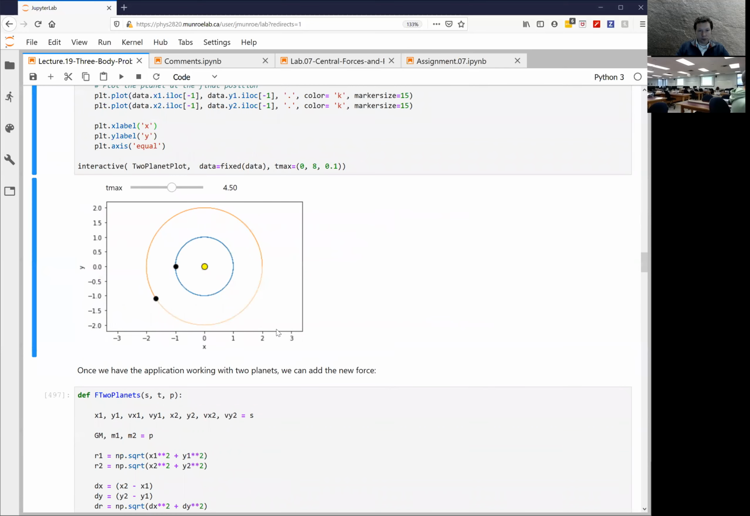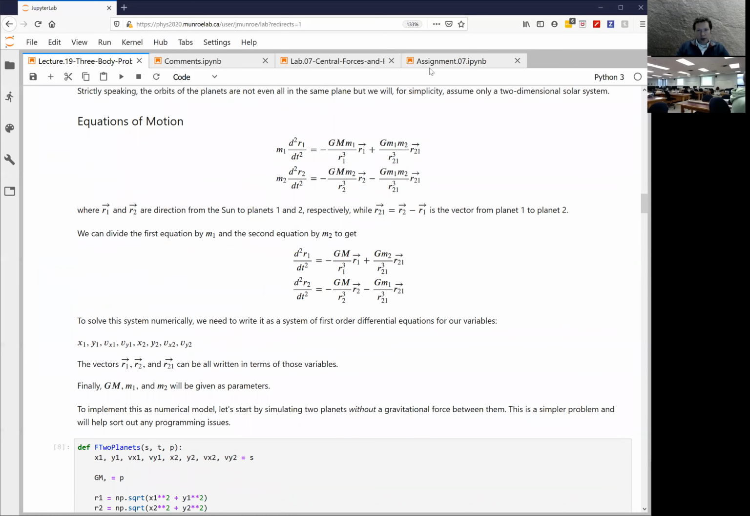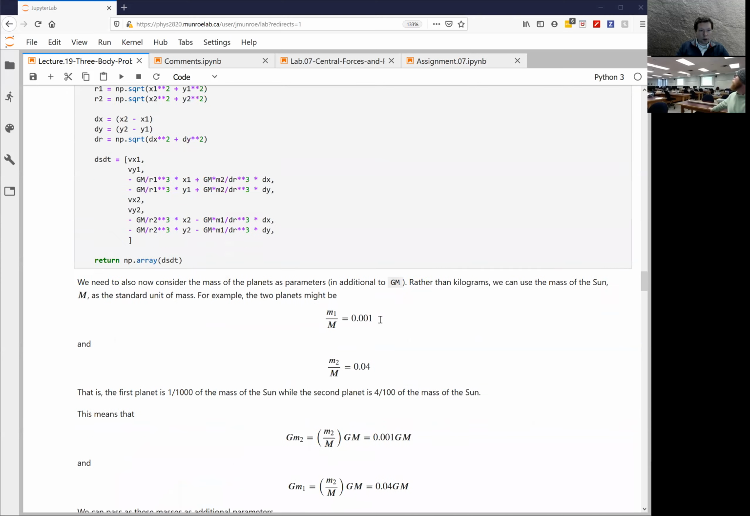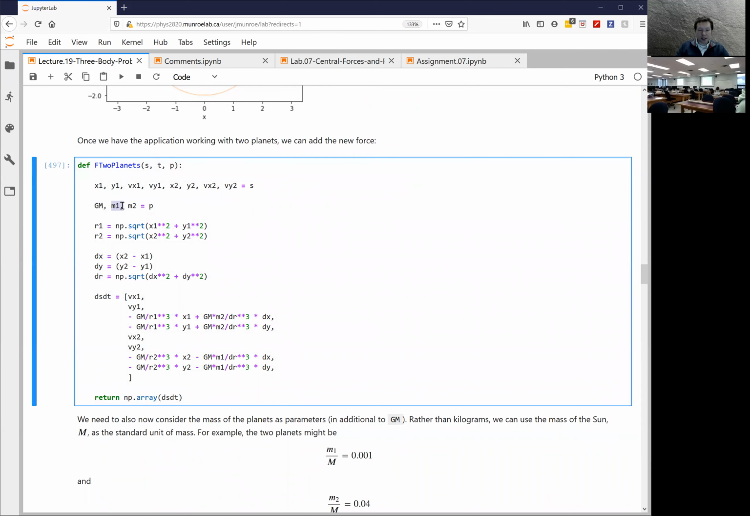Let's add that interaction. The interaction is this term right here. The interaction, which we want to now include, is this guy right here. Right? I need the parameter M2 and M1 to be able to figure out the size of these terms. So this is something I'm going to have to pass into my function as a parameter. Okay, so here we go. I'm going to pass in not only the product of G times M, but also the mass of 1 and the mass of 2.